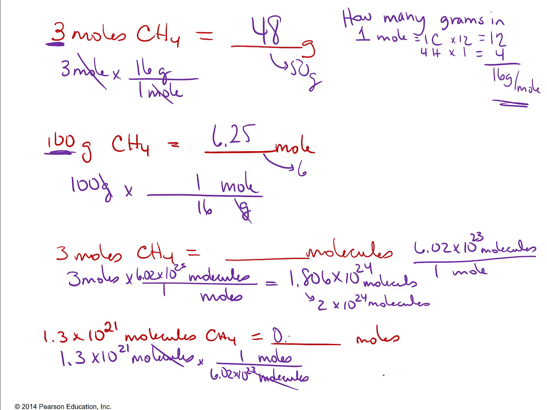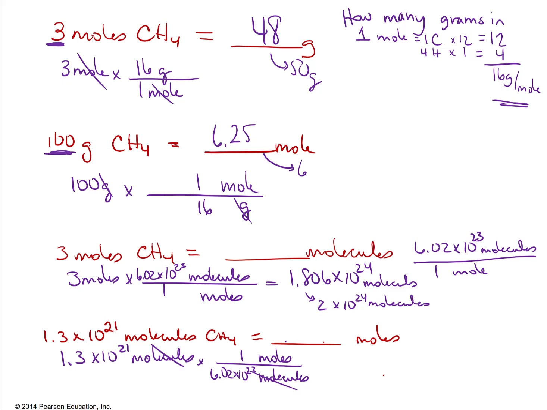2.1594684 to the 43rd. E43. No, I mean 2.2 times 10 to the 43rd. And then on yours, you're going to have to use brackets.